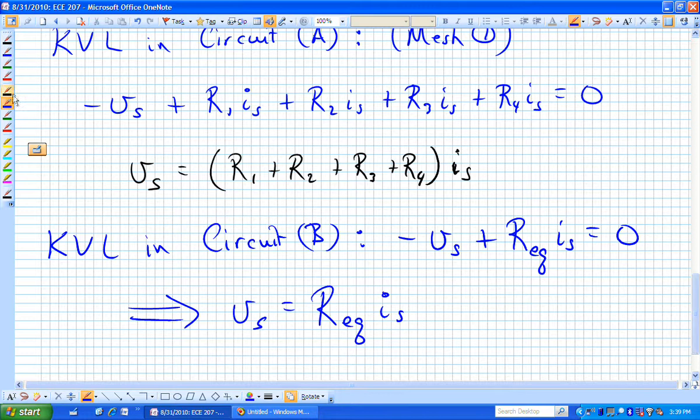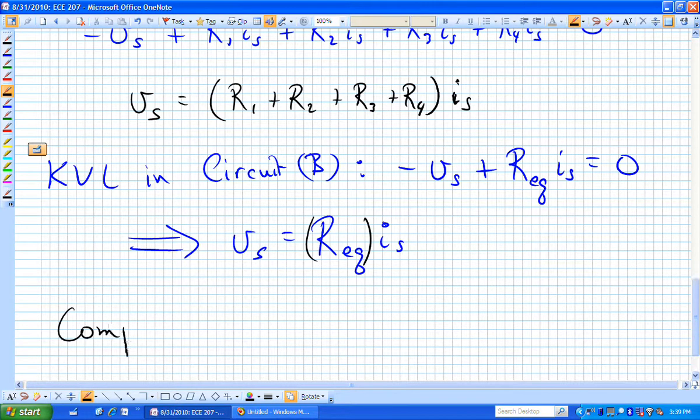What we want to do now is, if R equivalent is the same as those 4 resistors, we can compare the parenthetical terms and see that R equivalent for a collection of resistors in series is just the sum of those resistors. And that was maybe already what you expected.